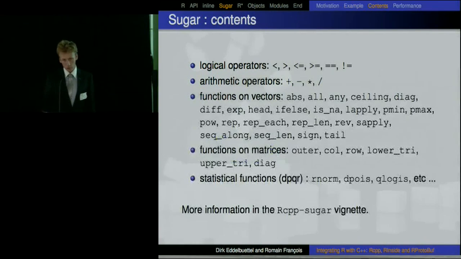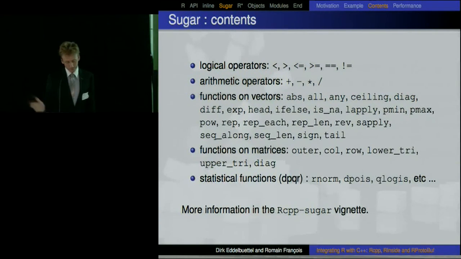So what's in the Sugar box? We have logical operators. Is a vector lower than another vector, greater, different, equals. We obviously have arithmetic. And we have many functions that we are borrowing from R. We obviously can't bring everything, but we're quite confident that we bring a sufficient subset to be able to do some things. And people are getting happy with this.